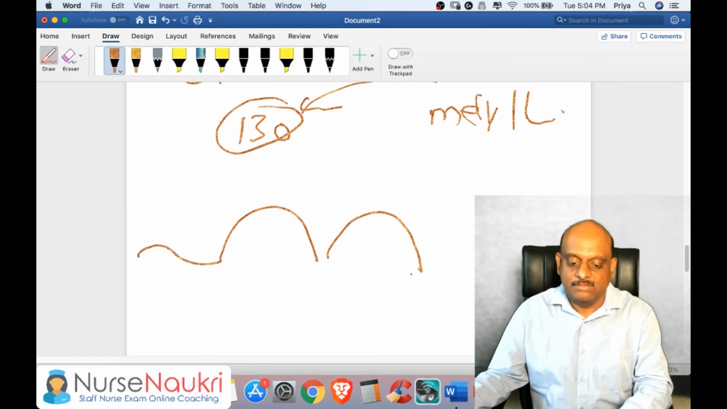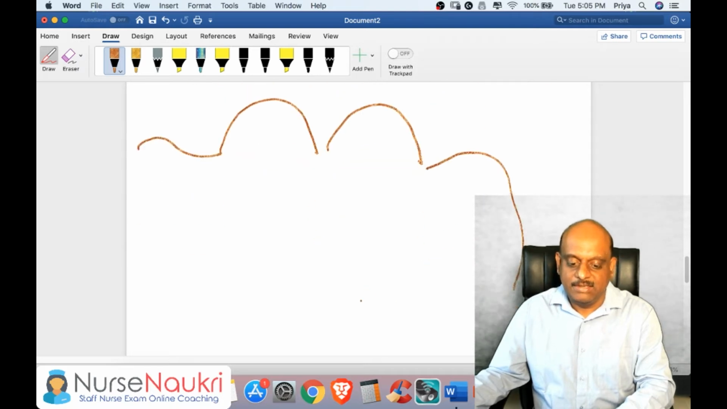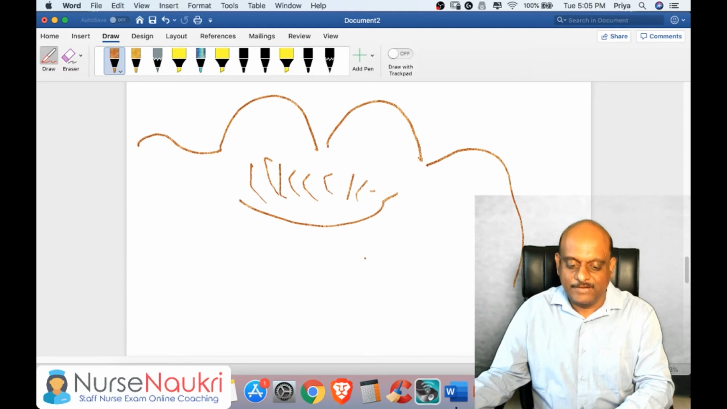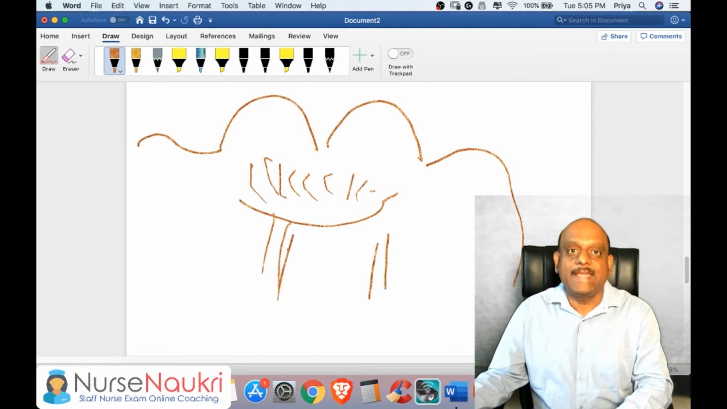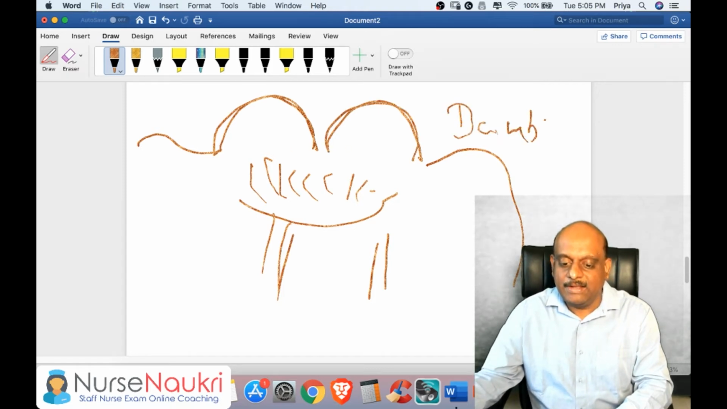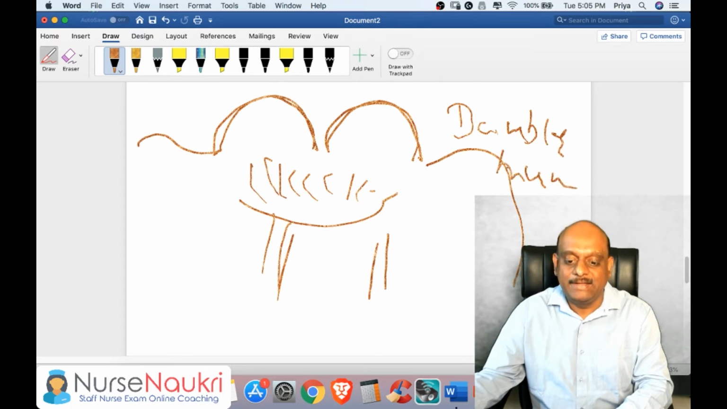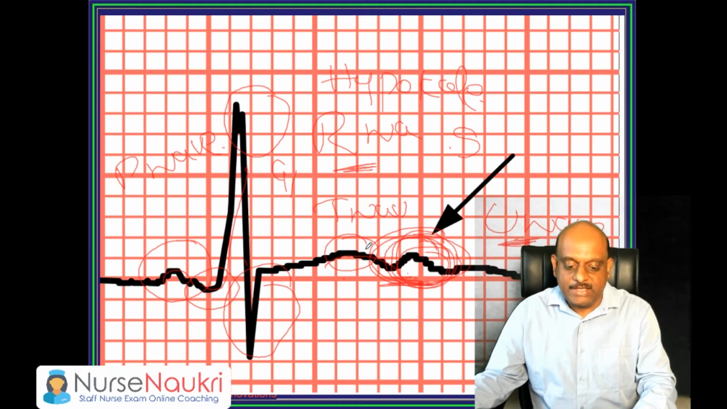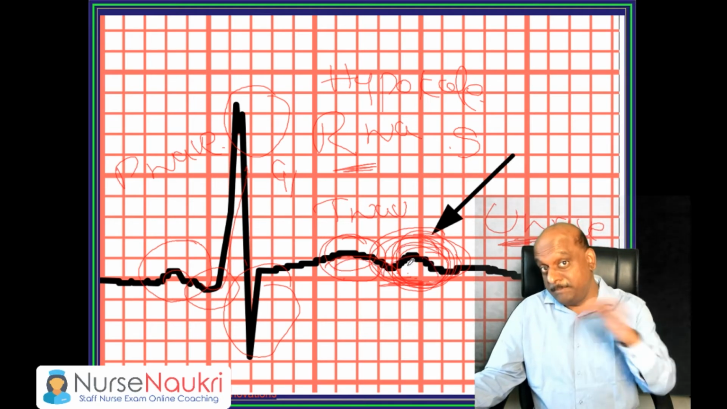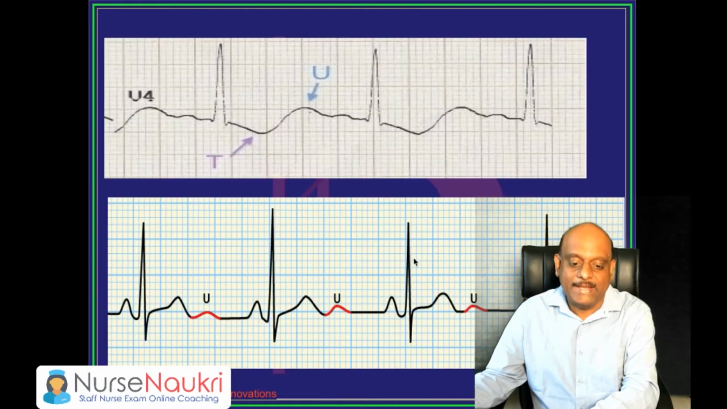Imagine a camel. You know how to draw a camel, right? A camel has a hump. There are two humps. What is this sign called? Double hump sign. Double camel hump sign. When do you get it? Whenever there is a T wave, followed by one more wave called U wave, that is called the double humped camel sign in hypokalemia.